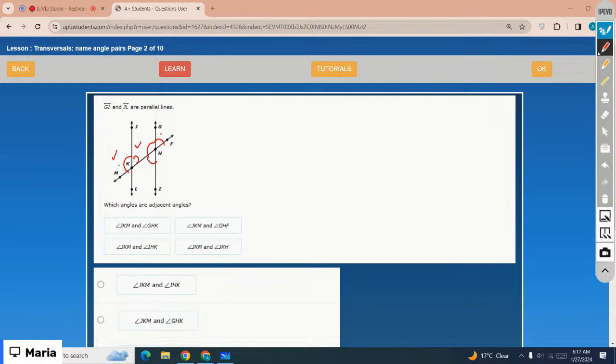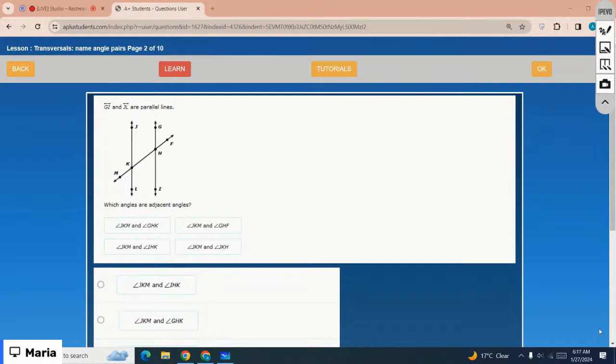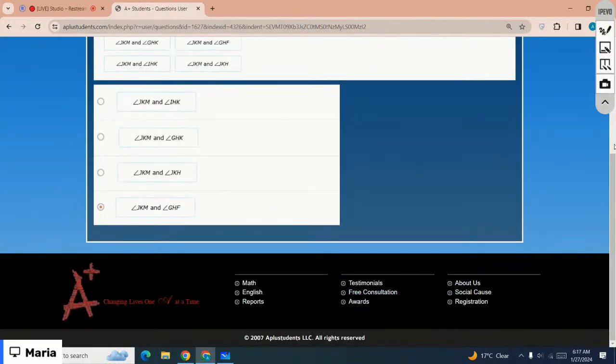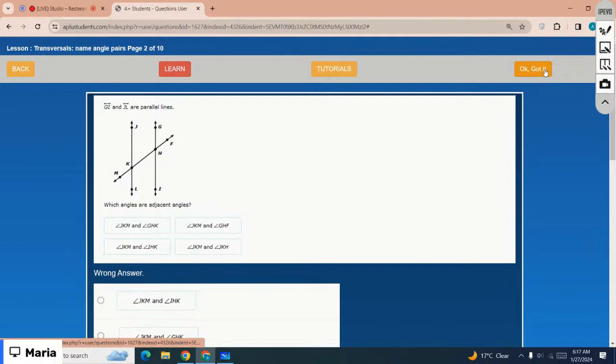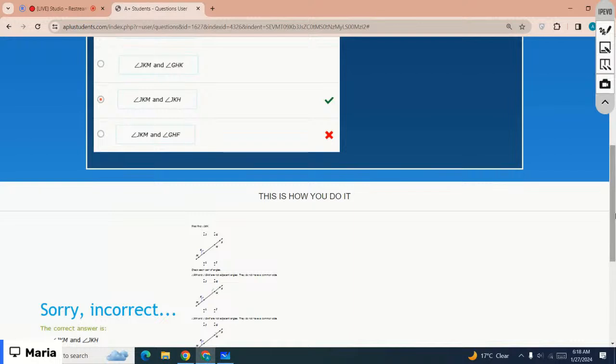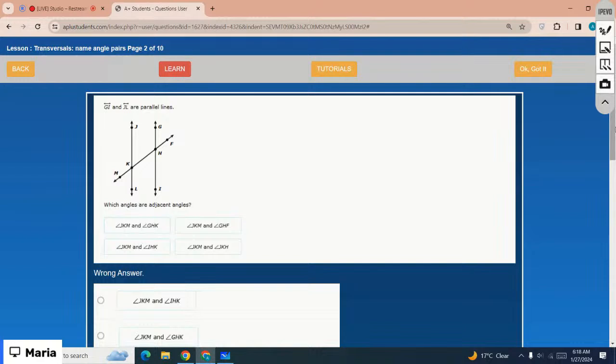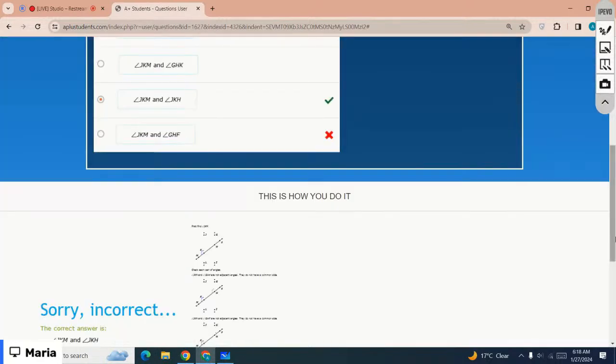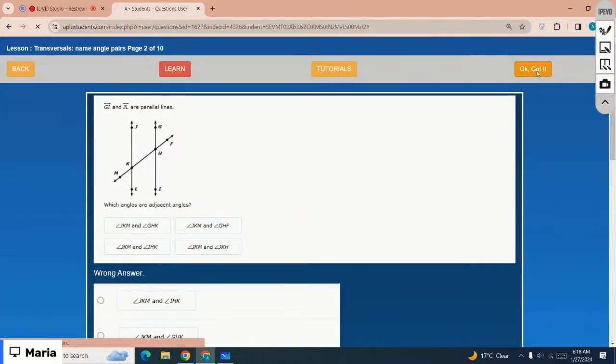The correct option is the last one. JKM and JKH are the adjacent angles. JKM and JKH. So I have selected the same option. Oh, I selected the last one. Sorry, that's the third one.